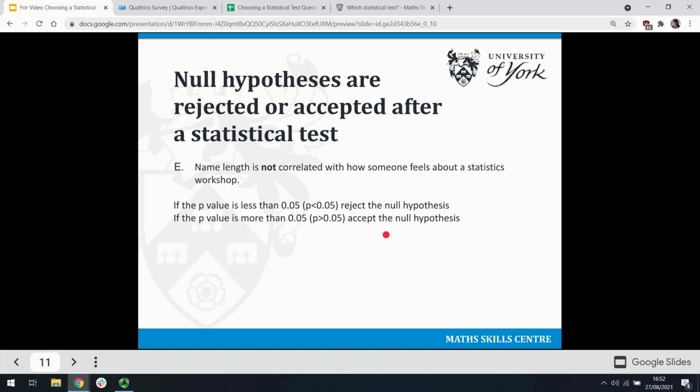So what we would do is run a stats test. If the p-value is less than 0.05, then we reject that null hypothesis. We say, okay, this isn't true. It's not true that they're not correlated. If we get a p-value which is more than 0.05, then we have to accept this null hypothesis, and we have to accept that there's no correlation between our two variables. That's how null hypothesis statistical testing works.